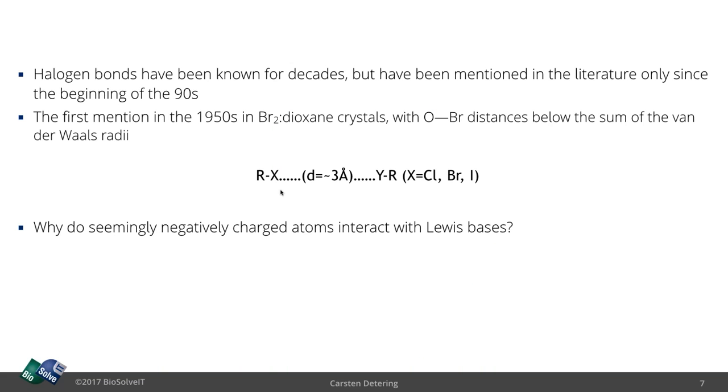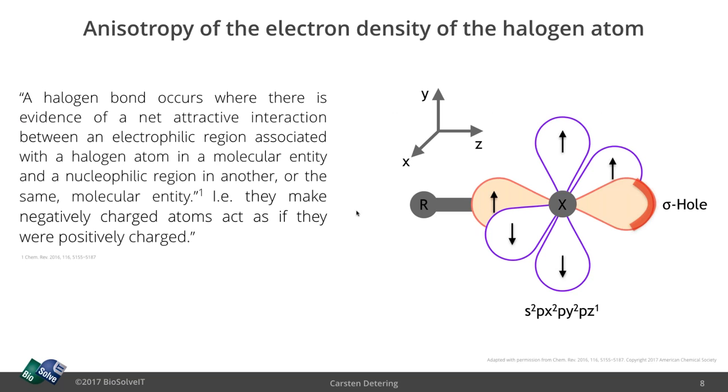So we can say that a halogen bond is an interaction between a halogen, usually chlorine, bromine, or iodine, attached to a carbon, interacting with a Lewis base that is also attached to a carbon, typically with a distance of about 3 angstrom. And as we will see later, there can be quite some fluctuation around this distance. So the question remains, why do seemingly negatively charged atoms, such as these halogens, interact with Lewis bases? And the reason for this is the anisotropy of the electron density of the halogen atom.